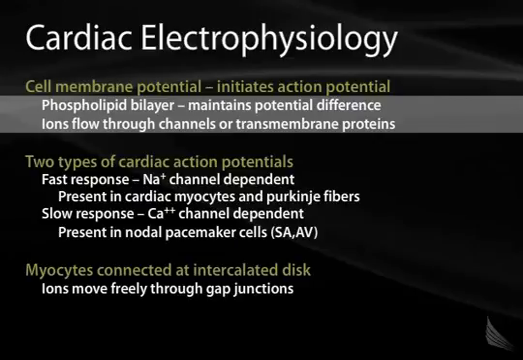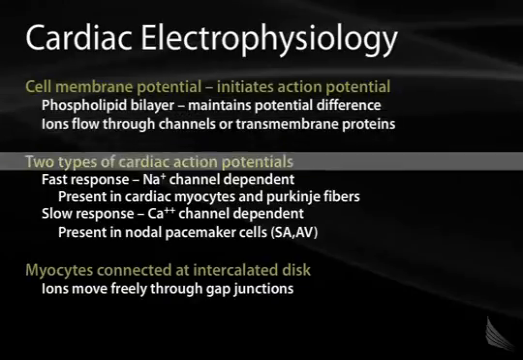Ions are able to flow through channels or transmembrane proteins that are specific for a certain type of ion and specific for a certain voltage or time during the cardiac cycle. It is the generation of the cell membrane potential, or resting potential, that allows cells to activate or generate an action potential.